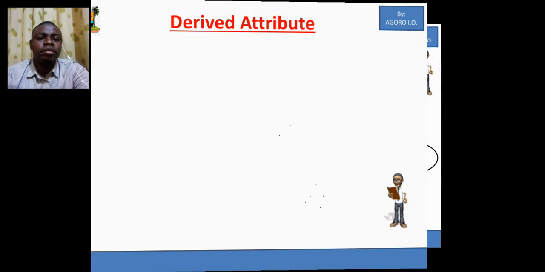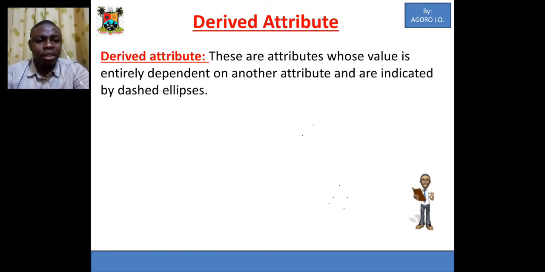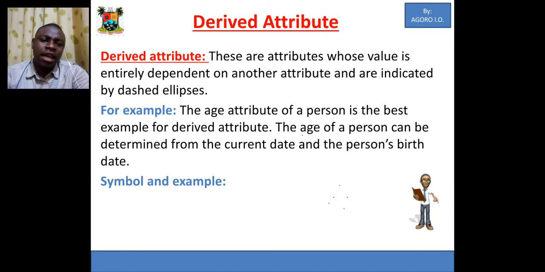What do you understand by derived attributes? These are attributes whose value is entirely dependent on another attribute and are indicated by dashed ellipses. For example, the age attribute of a person is the best example of a derived attribute. The age of a person can be determined from the current date and the person's birth date. Yes, this means that when you have someone's date of birth, you will be able to determine the age of that person. Now, let us look at the symbol and example of derived attributes.